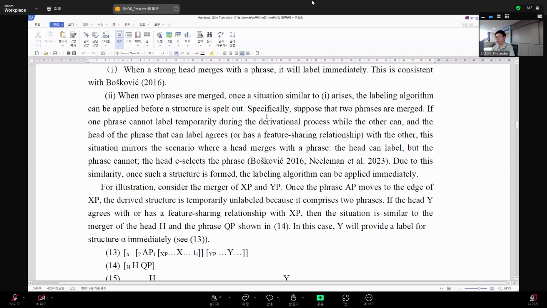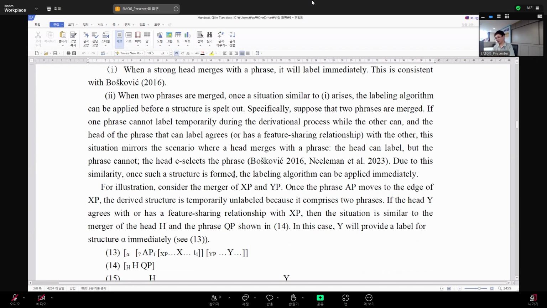Specifically, suppose that two phrases are merged. If one phrase cannot label temporarily during the derivational process, while the other can, and the head of the phrase that can label agrees with the other one, this situation matches the case where a head merges with a phrase. As you can see, the head can label, but the phrase cannot. And the head c-selects or category selects the phrase. Because of this similarity, I think once such a structure is formed, the labeling algorithm can be applied immediately.